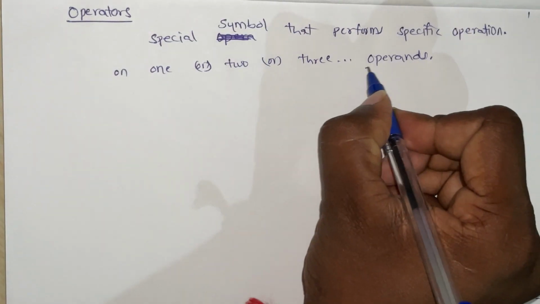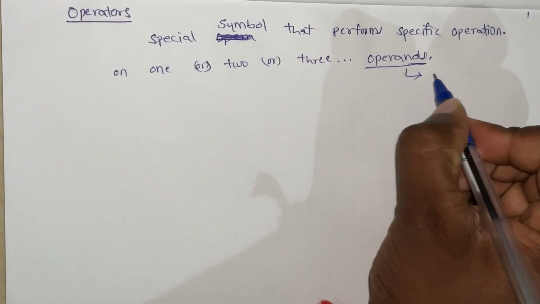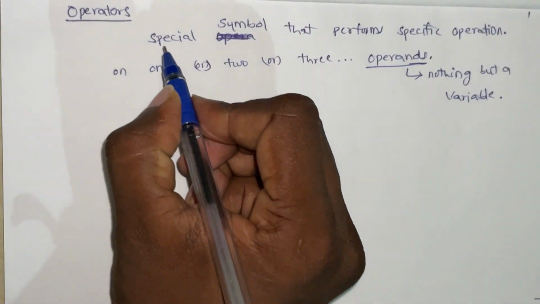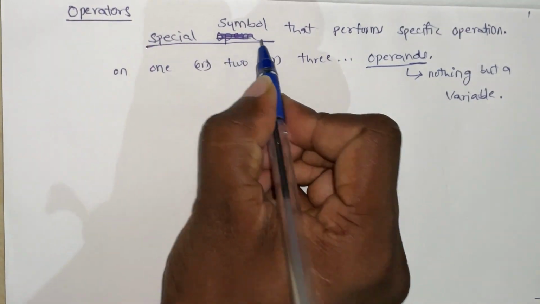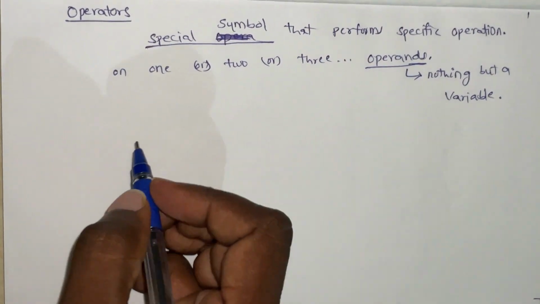By now you are aware what a variable is, how to declare it and how to initialize it. So today we are going to discuss operators. What is an operator? Operators are special symbols that perform a specific operation on one, two or three operands and then return a result. Here, what is an operand? An operand is nothing but a variable. So finally, operators are special symbols that perform a specific operation.